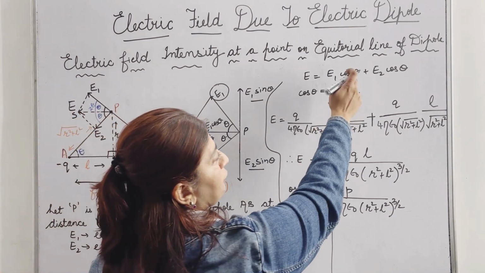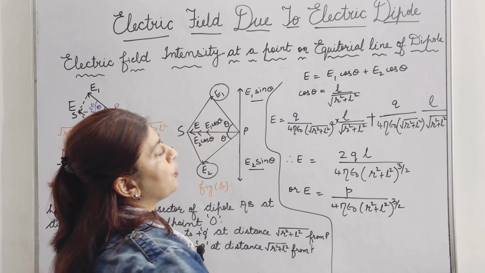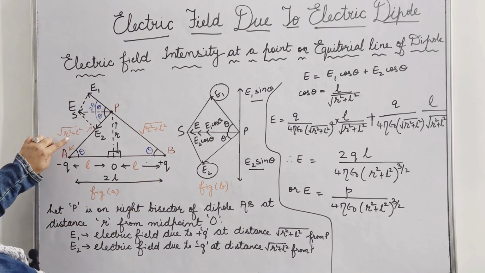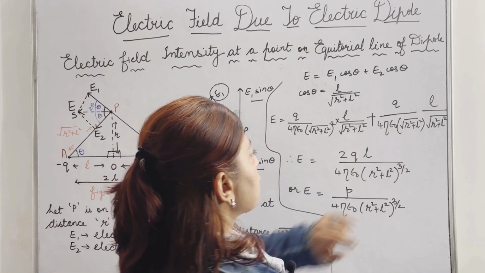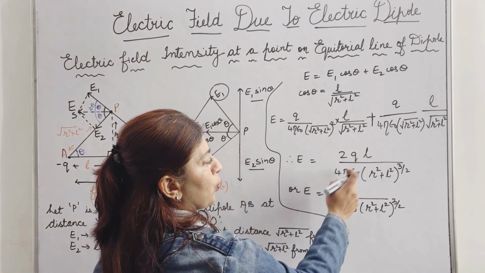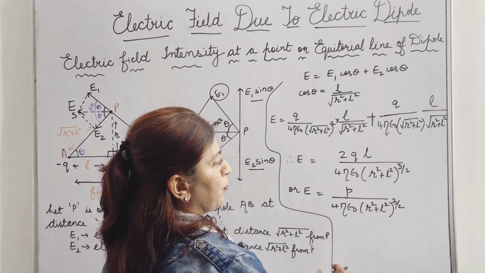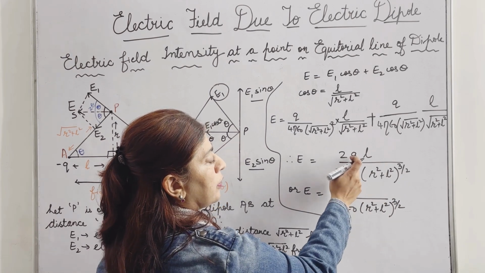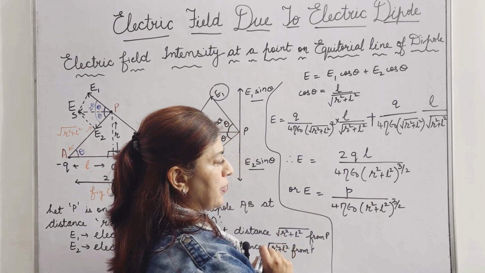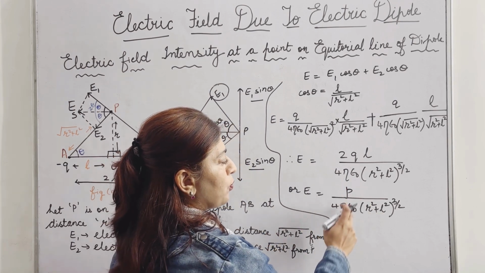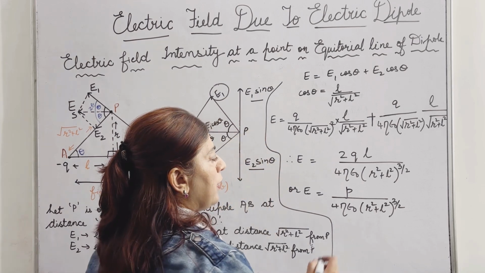So putting the value of cos theta, and E1 is q by 4 pi epsilon naught, and the distance is r square plus L square to the power 2. So putting these values, we will get E equal to 2qL upon 4 pi epsilon naught into r square plus L square to the power 3 by 2. Now this q into 2L is our electric dipole moment, so it is replaced by P. So E is equal to P upon 4 pi epsilon naught into r square plus L square to the power 3 by 2.